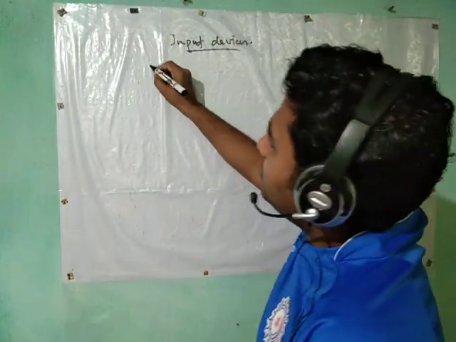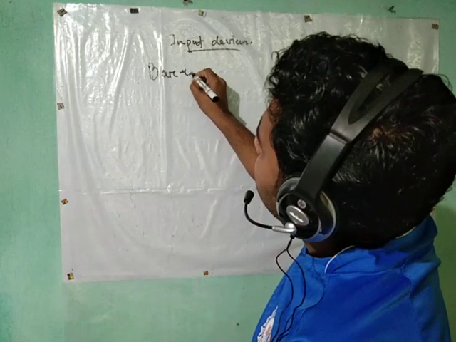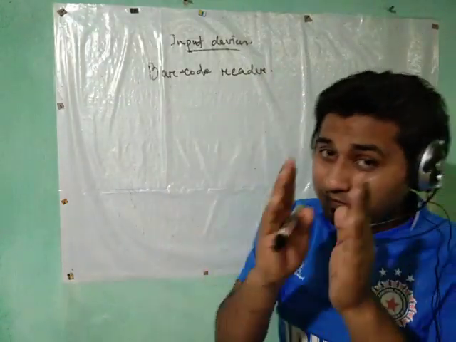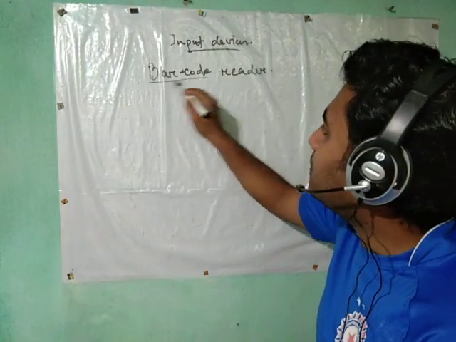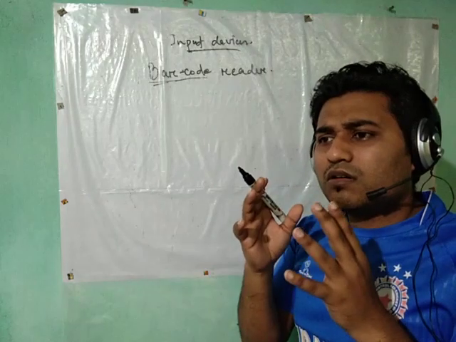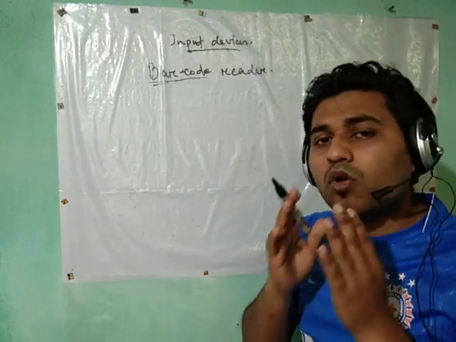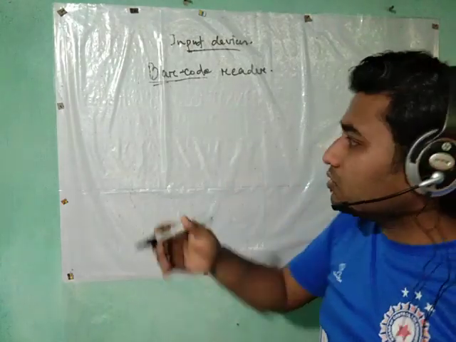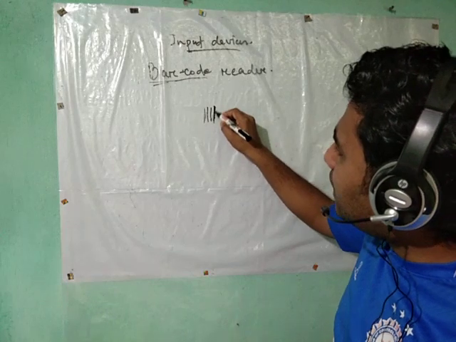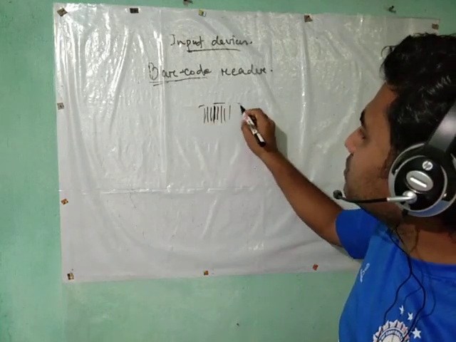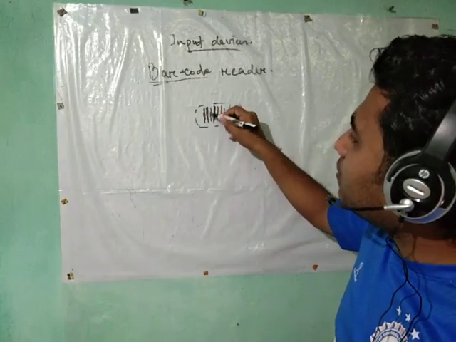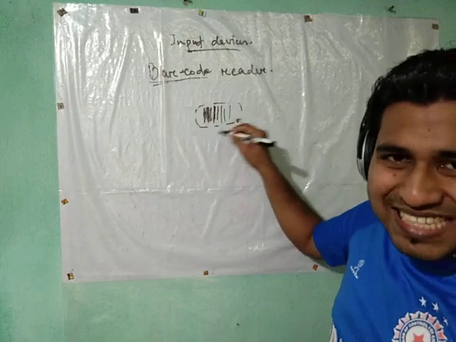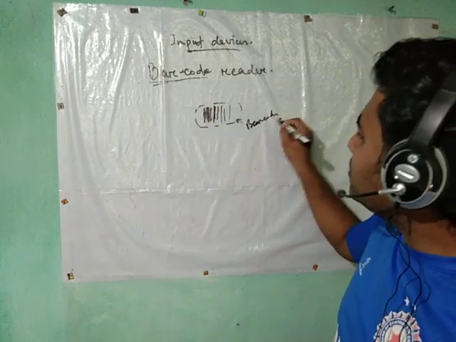First we will discuss the barcode reader. What do you mean by barcode reader? The name itself gives the idea. What do you mean by barcode? Have you seen that almost all items have something on the back? If you look at a book, there also you will see these types of strips. Some are a bit dark, some are very light, some are very close, some are a bit far. These types of symbols or signs are called barcode.